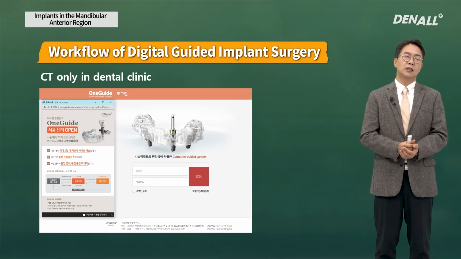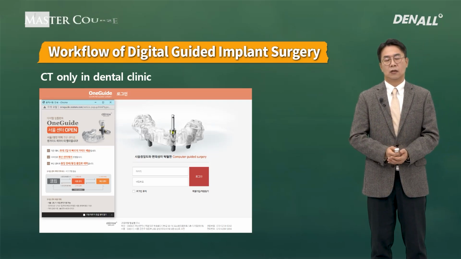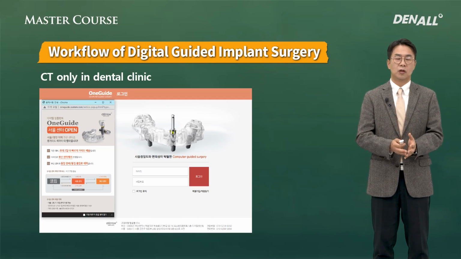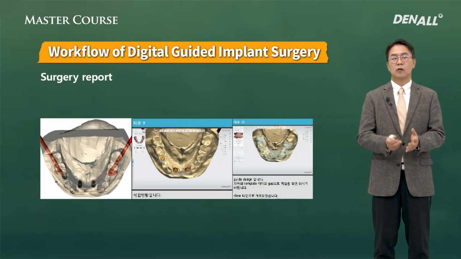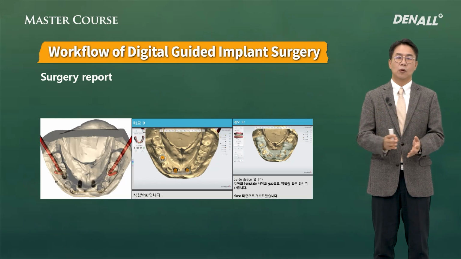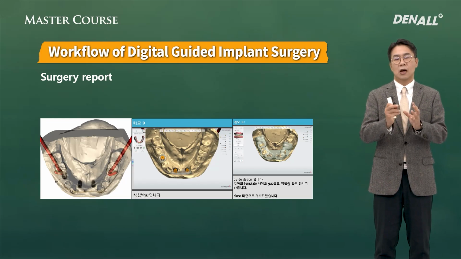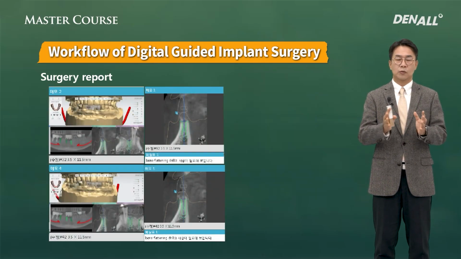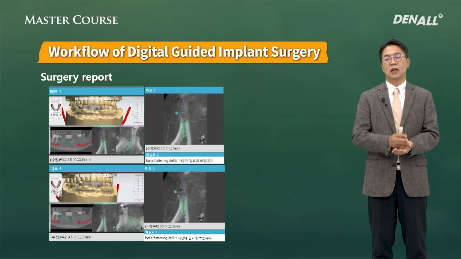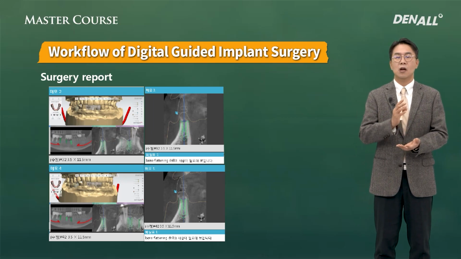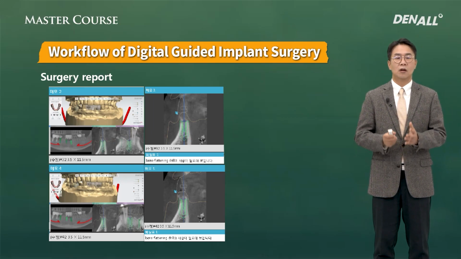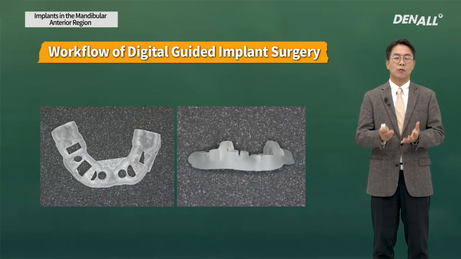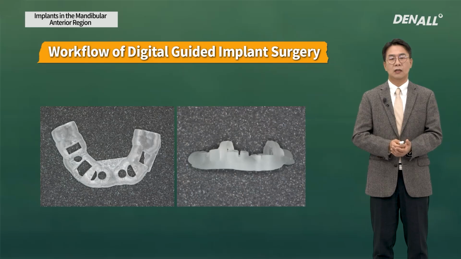OSSTEM has one guide. To use it, you go to the website and fill out the order form. Based on that, surgery report will be made. Based on the report, you can make some modifications. Looking at the condition here, you'll be able to understand how implant placement can be conducted. Based on that, one guided template will be made. Using the template, you do the surgery.